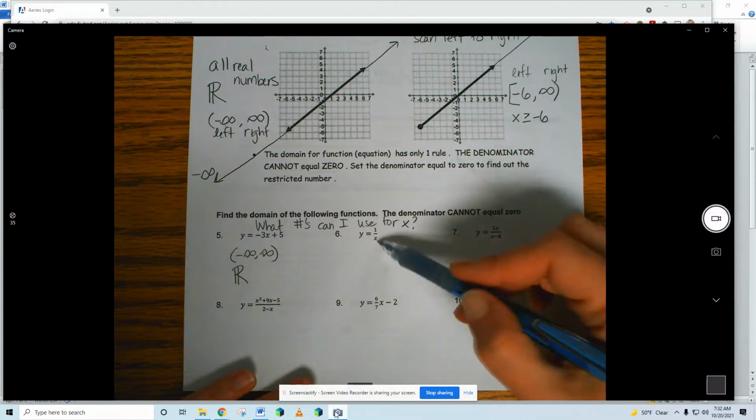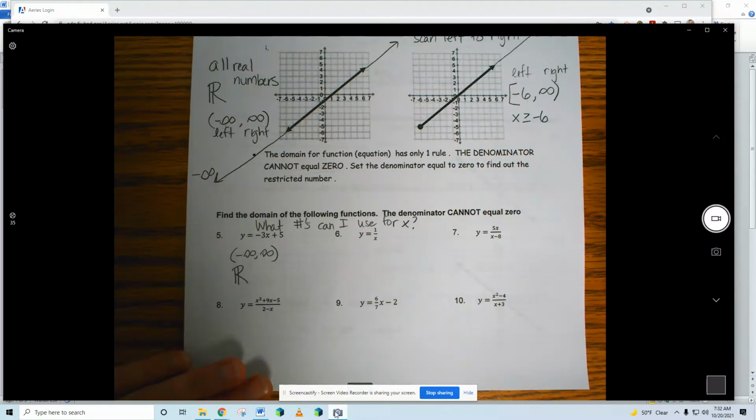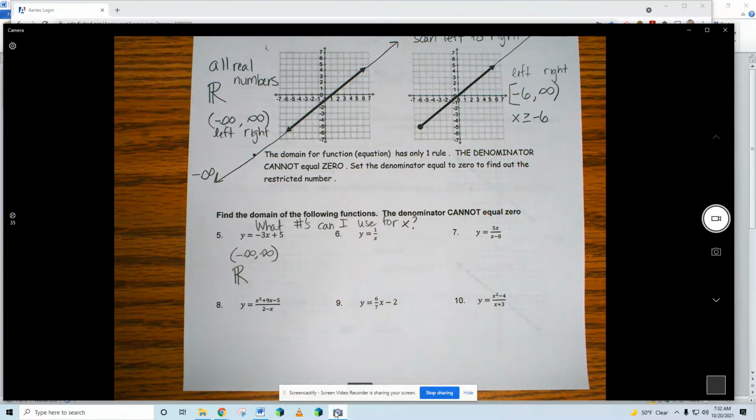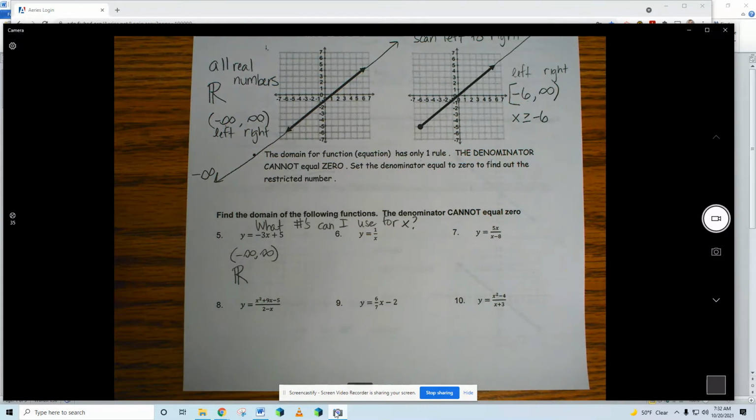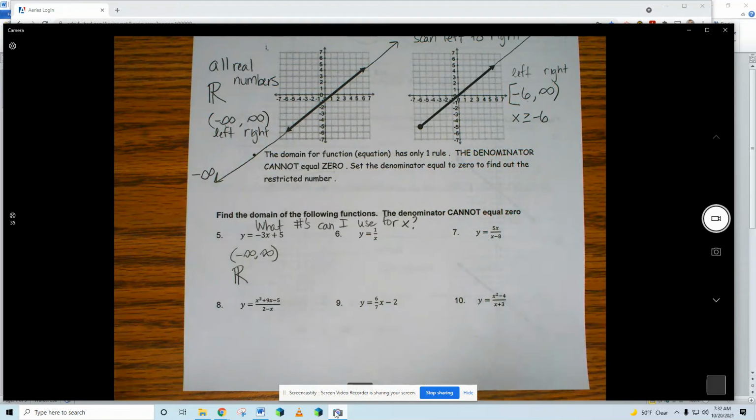All right, what about this denominator? The denominator cannot equal 0. So in order for me to find out what number I cannot use for x, I can plug in anything: 1 over 2, 1 over 1, 1 over negative 6, 1 over 12, 1 over negative 3,000, 1 over 17. But what can I not have in the denominator? What's the one rule that I cannot have in the denominator?